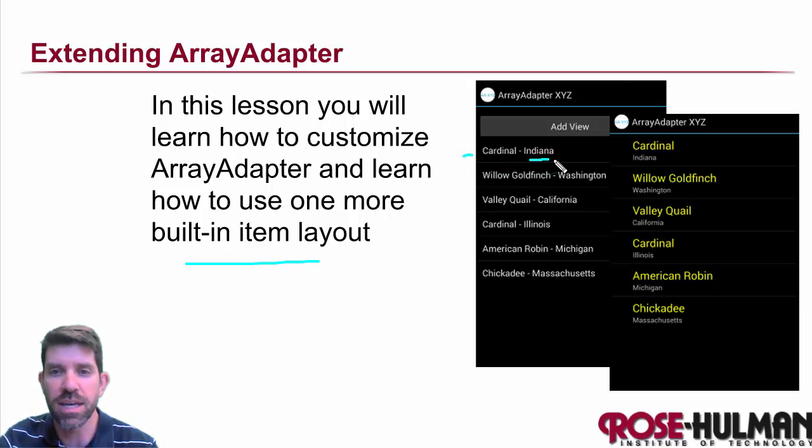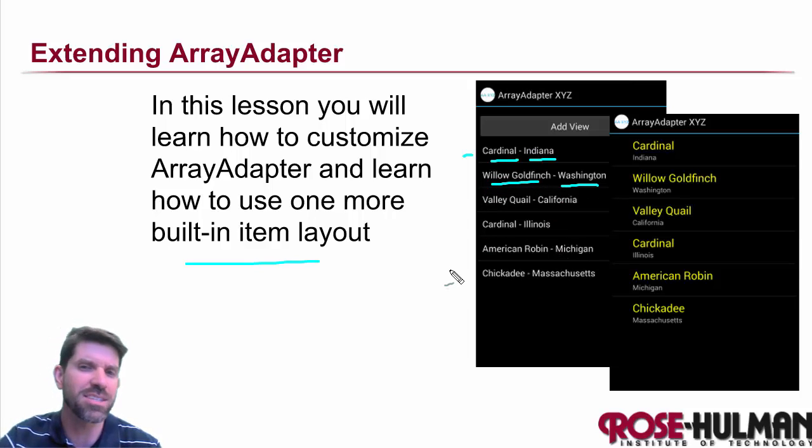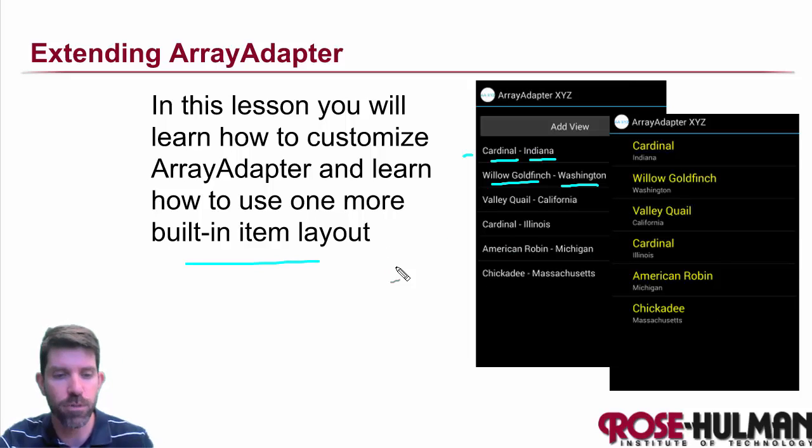So the state bird of Indiana is a cardinal. Washington State is a willow goldfinch, and so on. And I think California, Illinois, Michigan, and Massachusetts, we have all the states where my current students are all working this summer. So good stuff. So we'll play around with that, and we'll take a look at a couple different layouts. All right. Good stuff. So extending array adapter.